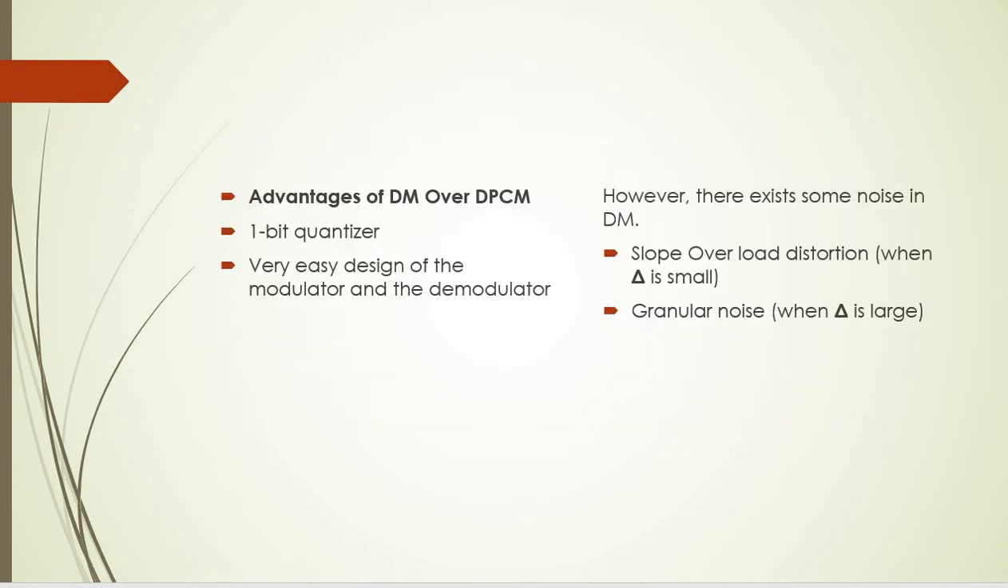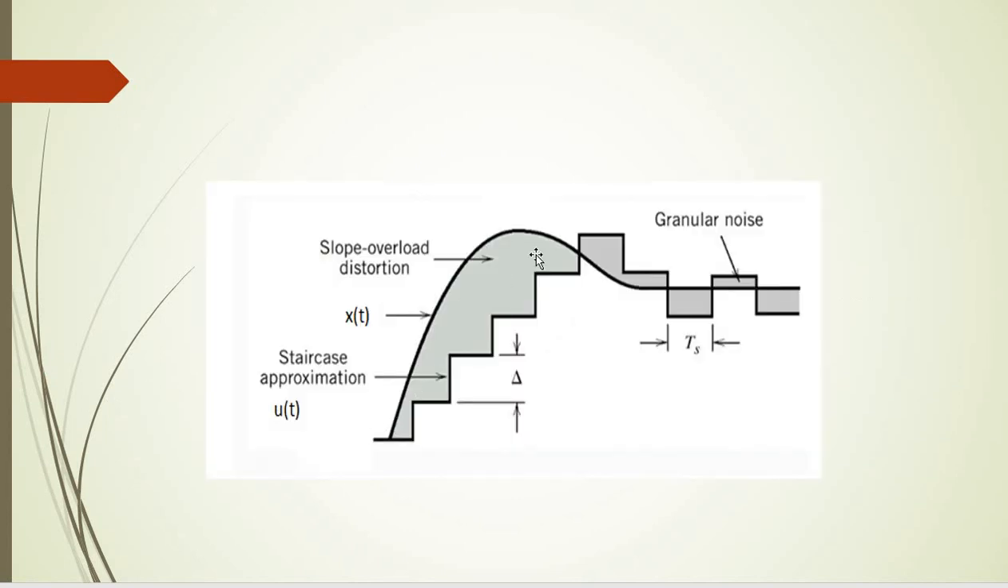Now, there are two advantages for delta modulation when compared to a PCM system. As the first advantage, the transmission bandwidth required is very less because it is transmitting 1 bit per sample. And it is very easy to design such a modulator and demodulator. But there exists some kind of noise in the case of delta modulation, that is slope overload error and granular noise.